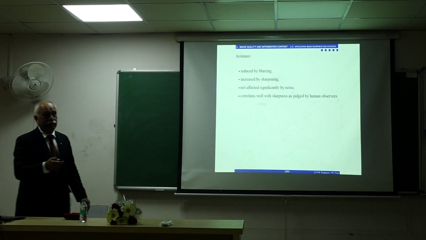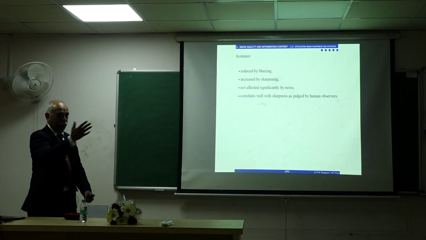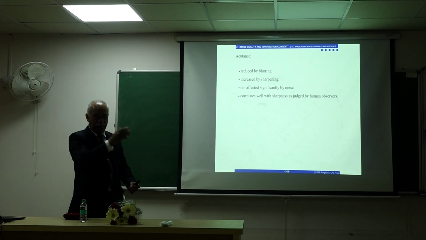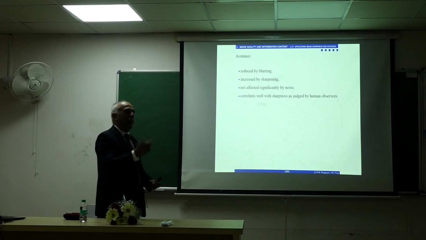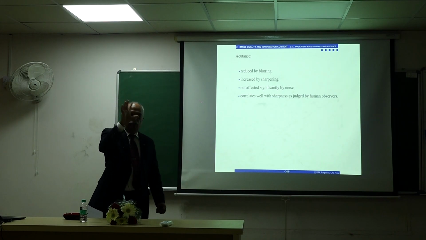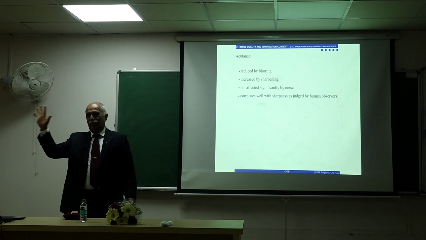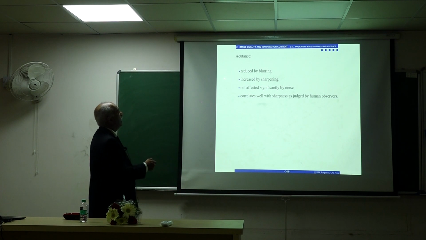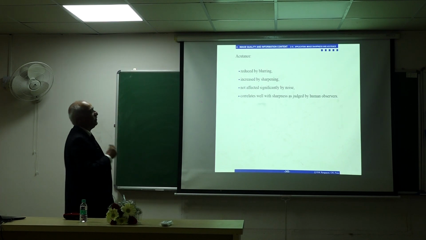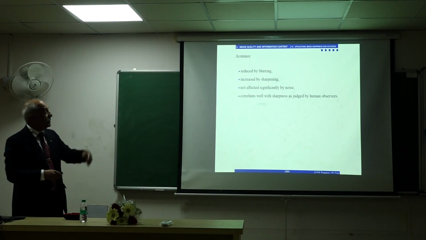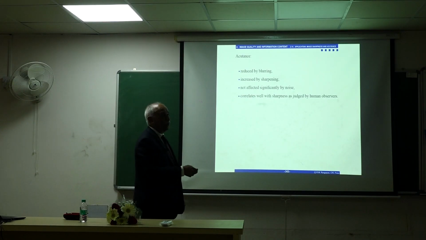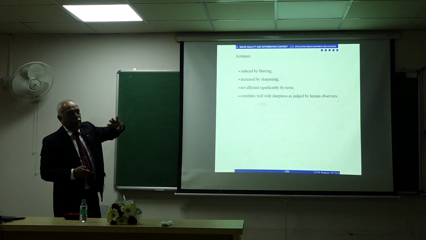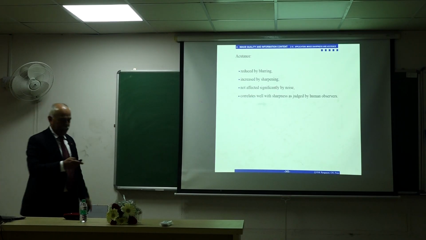So acutance we showed by conducting subjective analysis, showing images to a number of observers, and computing the acutance value and correlating with subjectively ranked sharpness. So we took a test image, blurred it once, twice, 3 times, 4 times, blurrier and blurrier, added noise, and then we showed that it is reduced by blurring, increased by sharpening, not affected significantly by noise because of averaging of the derivatives, and correlates well with sharpness as judged by human observers. We also applied this to analyze breast tumors in mammograms. I'll show that later on.